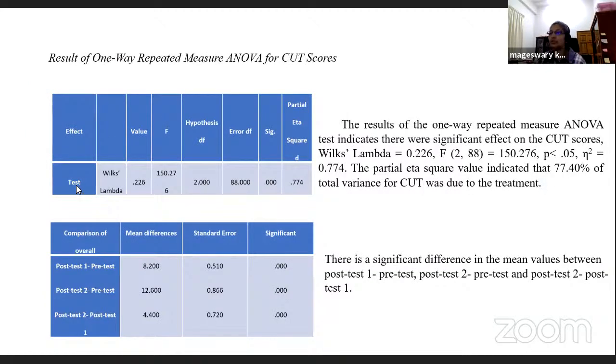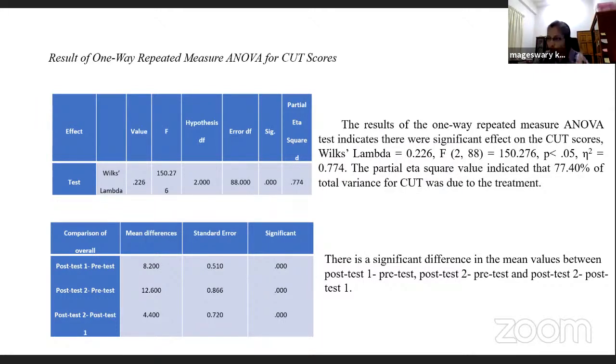Comparing, what I'm getting is 0.000. That means there is a significant difference between the pre-test, post-test 1 and post-test 2. So my eta square is 0.77. 77.4% of the differences in the mean between pre, post 1 and post 2 is caused by the treatment.